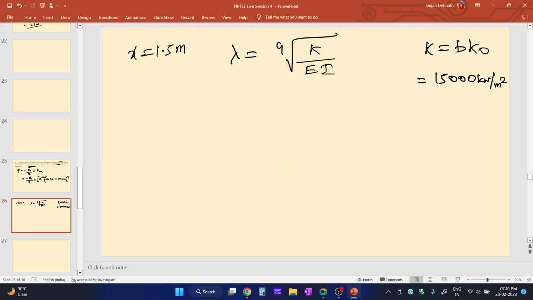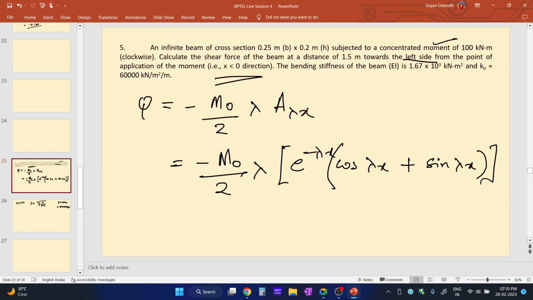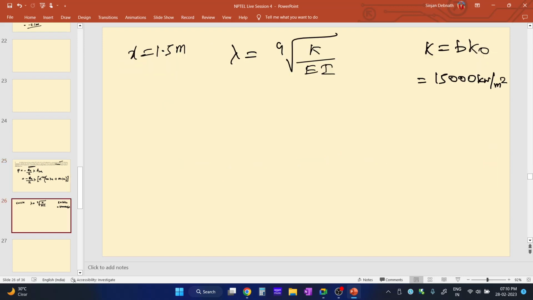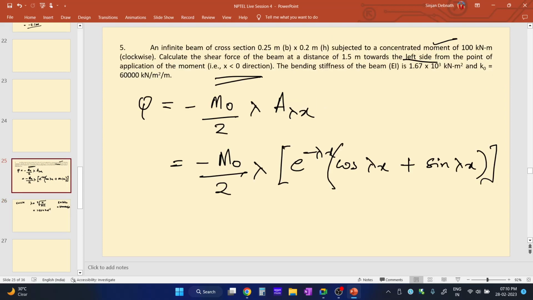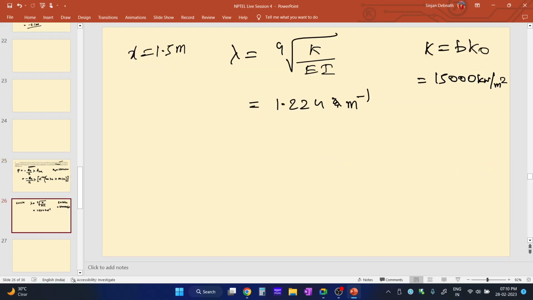And EI is 60,000 kilonewton per meter square per meter. So the value of lambda will be 1.224 per meter, same as in the last question. We know the value of M0: M0 is 100 kilonewton meter, the moment that is acting. We know lambda and we know x, so now let me put all the values in the equation.